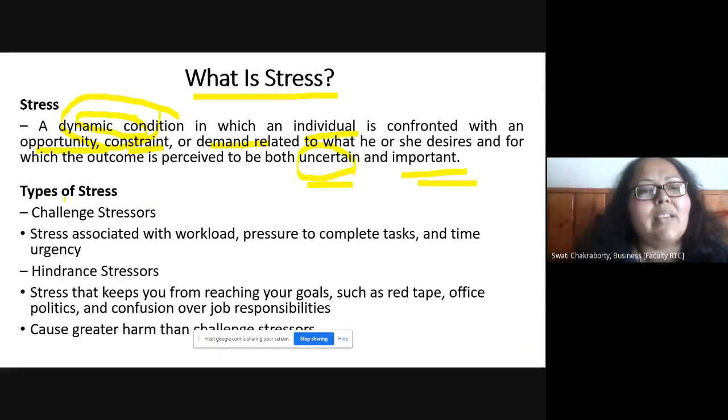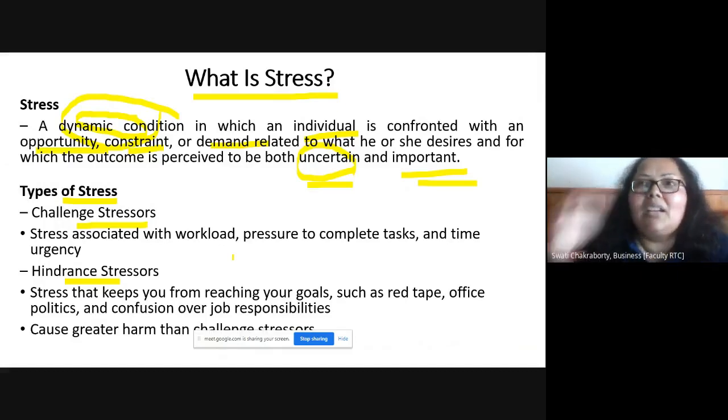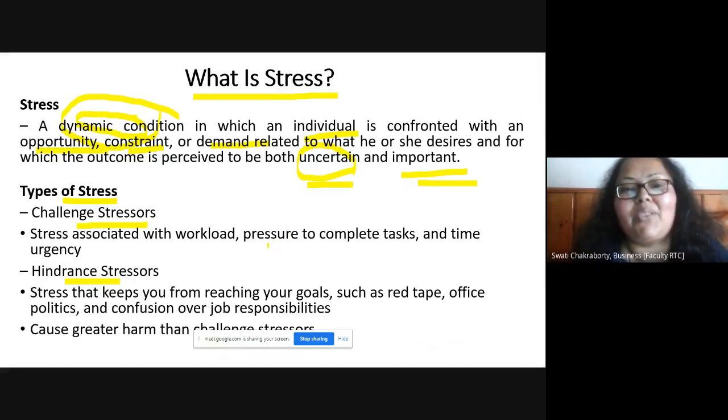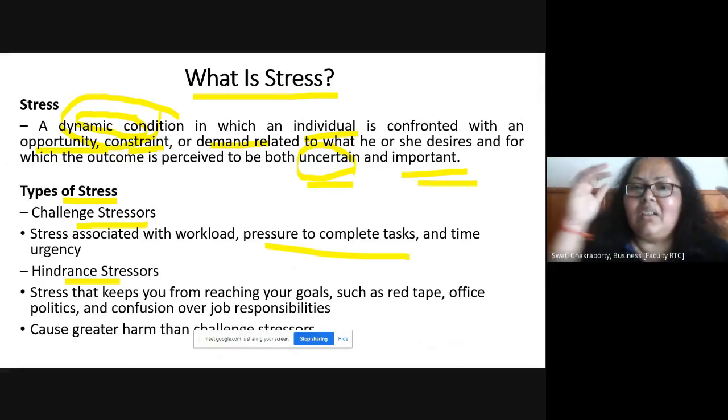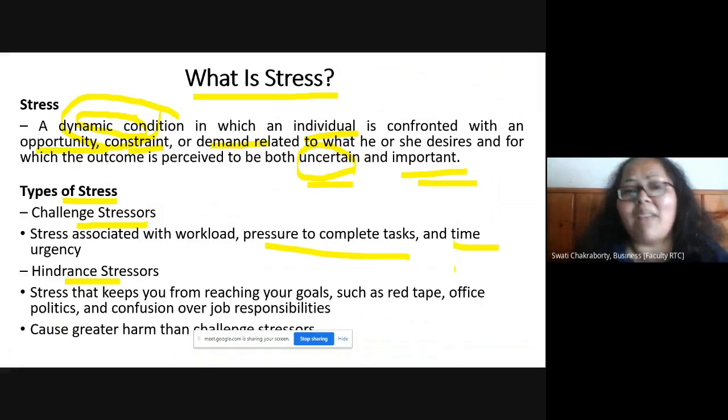Okay, now stress can be of two types: challenge stress and hindrance stress. Challenge is something very positive. It's related to your work, like workload when you join a new place or start a new project, where the work that has been given, you have to fulfill. That's pressure to complete your work on time. And also time management: you do certain work that you have to fulfill within a time span. But this is the challenge.